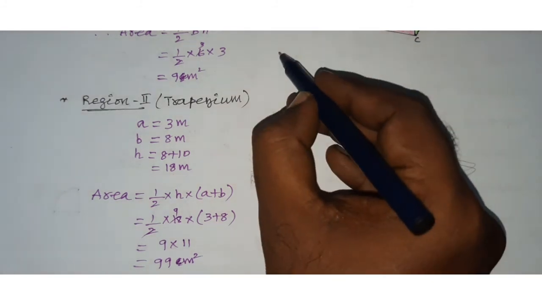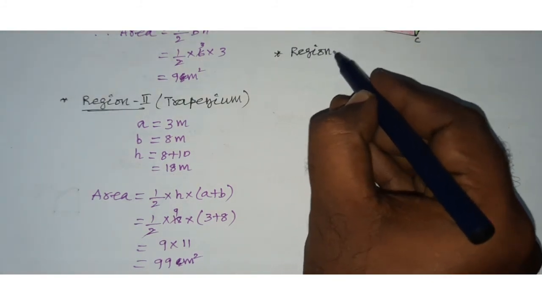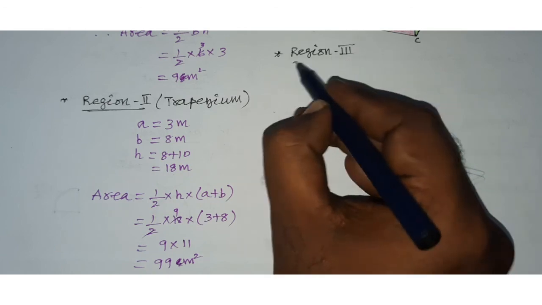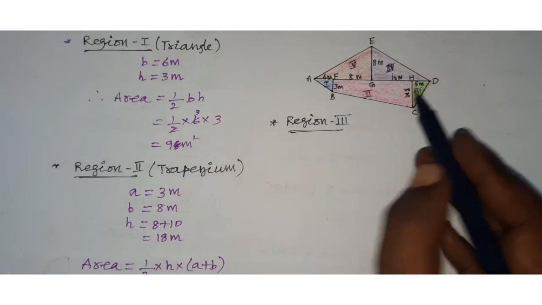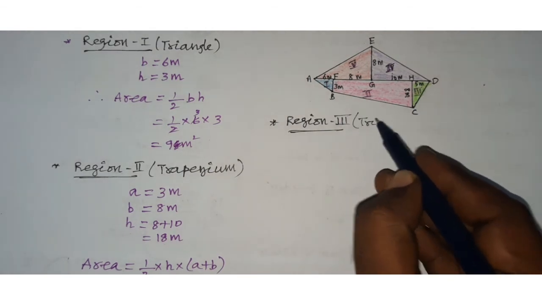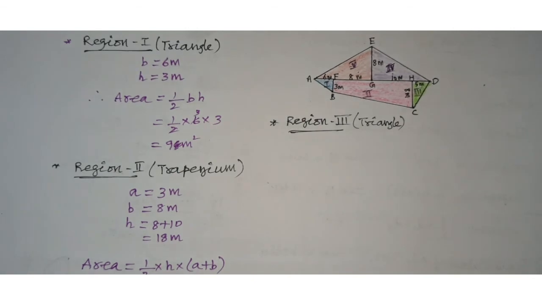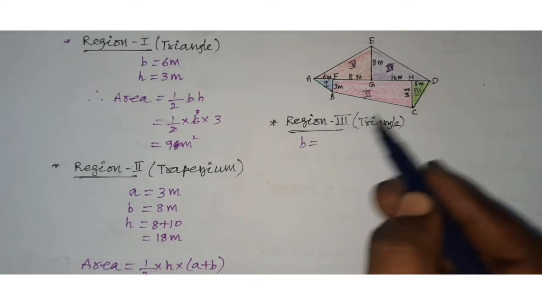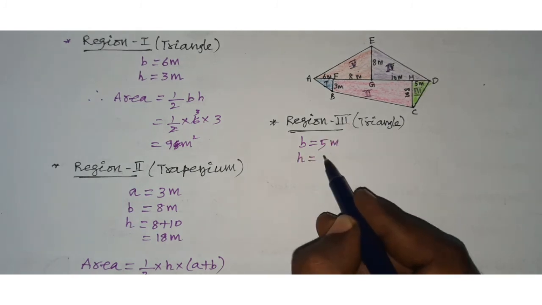Now third region. Region 3. So here region 3, it's very clear. This is the region 3 triangle. It is the shape of triangle. So for triangle we need base and height only. So here base equal to 5 meter and height equal to 8 meter.